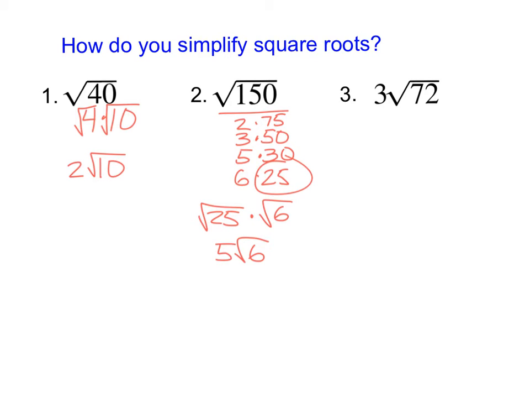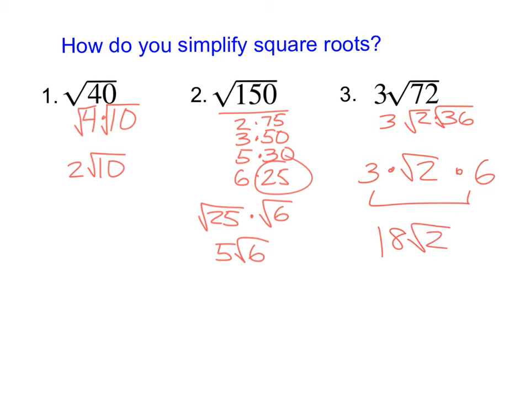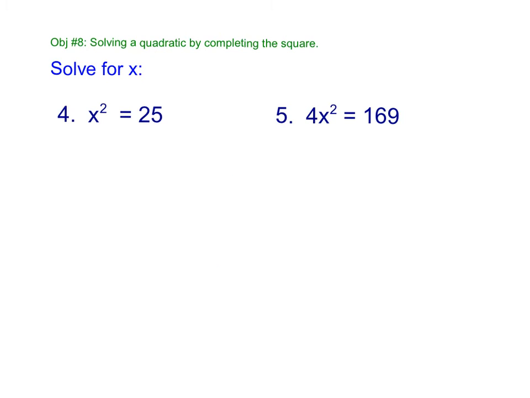72 is 2 times 36. So now we have the square root of 2, the square root of 36, and that 3 in front. So that's 3. Square root of 2 is just the square root of 2. Square root of 36 is 6. Multiply the outside numbers, and that is your answer. All right.